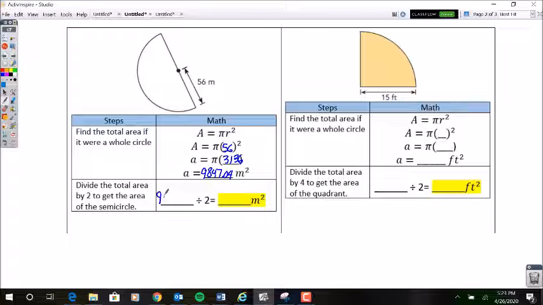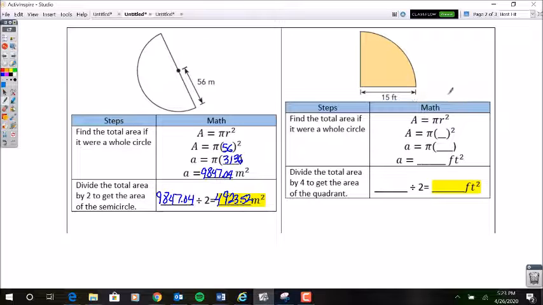Now, since this is a semicircle, you're going to take that amount and divide it by 2, because a semicircle is half of a circle, so it's one of 2 pieces. We're going to divide it by 2. That gives me 4,923 and 52/100 meters squared.